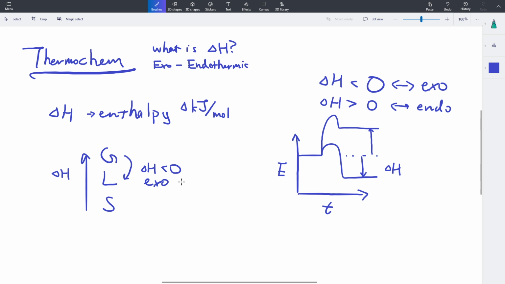So the question is, if I were to put water in a freezer and then the water freezes, is that reaction exo- or endothermic? Please take a moment to answer for yourself, and I will reveal the answer now. So that reaction, we go from a liquid to a solid, and that means delta H is less than 0. I think that makes sense. So it is exothermic.